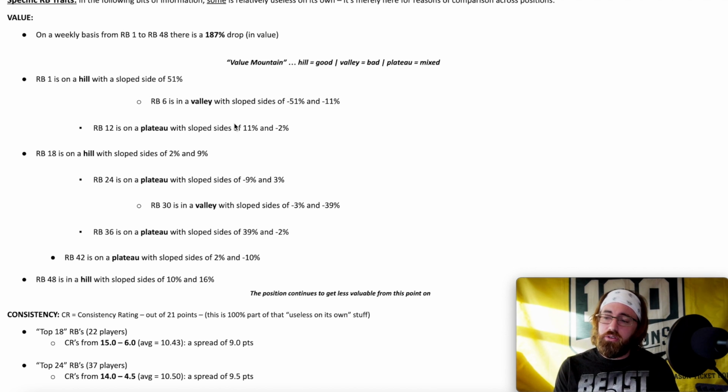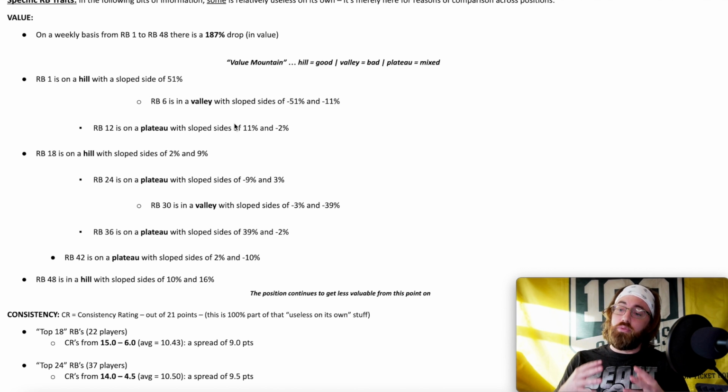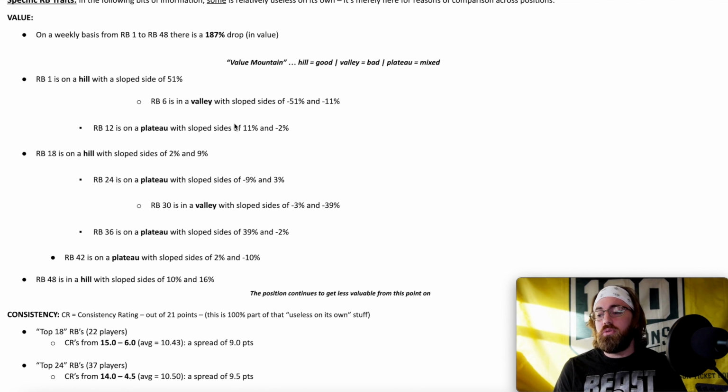Theoretically, according to Value Mountain, Derek Gore should have a higher difference in points scored over David Montgomery than Alvin Kamara has over Derek Gore. However, the reality that week was that Gore had a net negative of 1.8 fantasy points against those two.